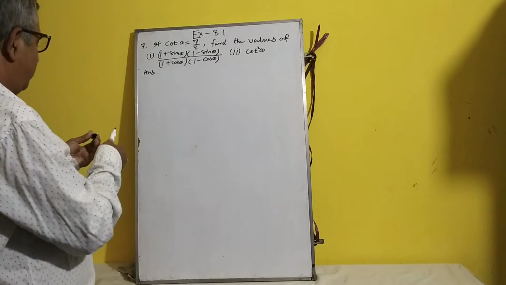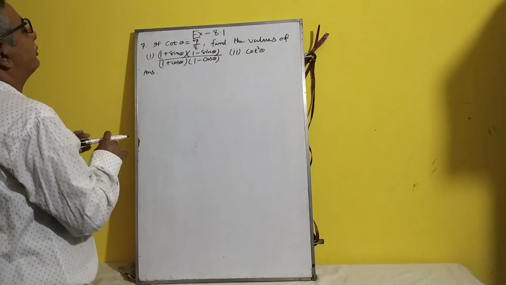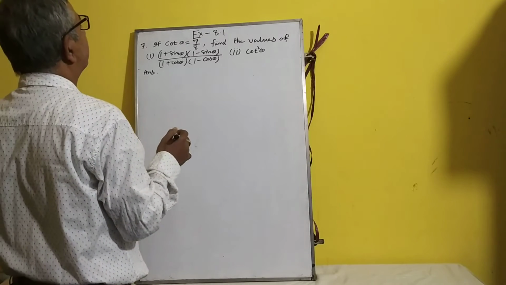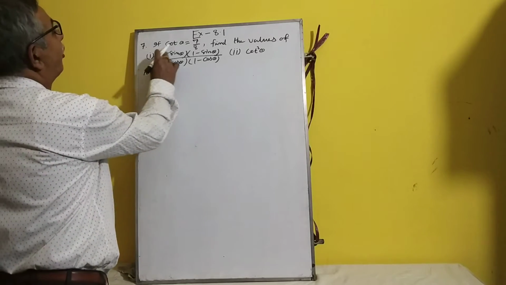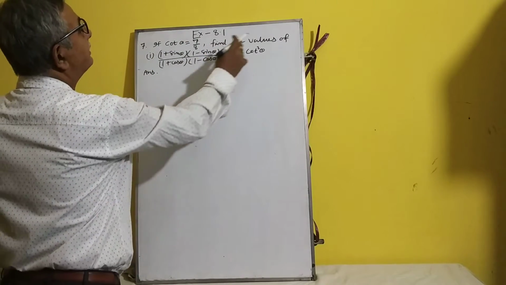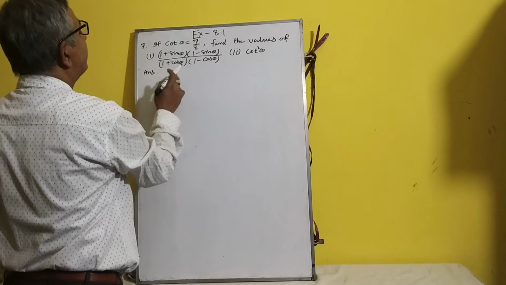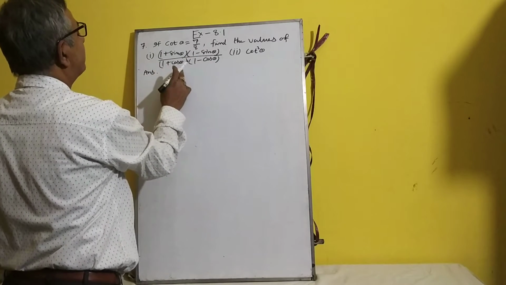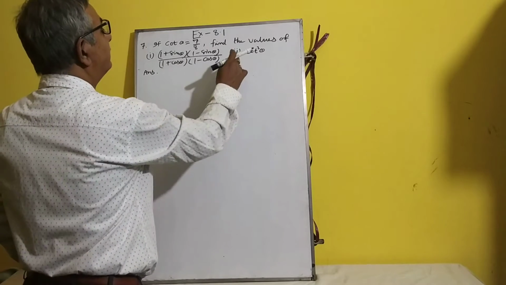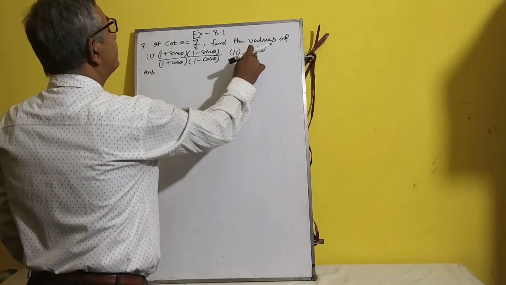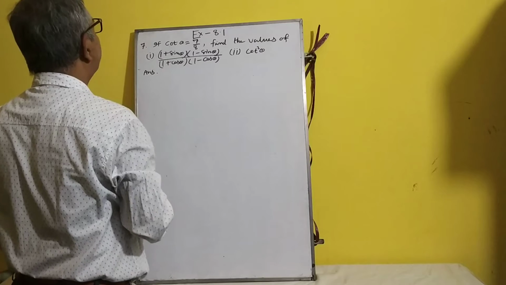In this question number 7 I have selected because it is important and you will gain some knowledge also from here. If cot theta is equal to 7 by 8, find the values of (1 plus sin theta) into (1 minus sin theta) by (1 plus cos theta) into (1 minus cos theta). And another sub question is cot square theta.